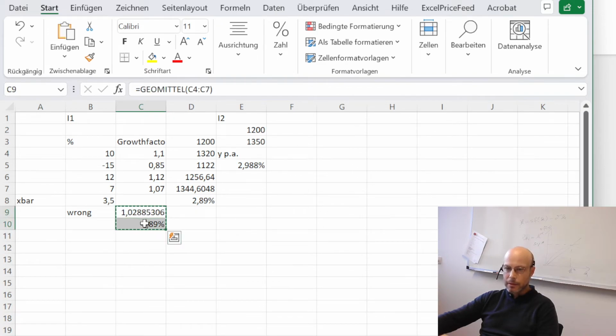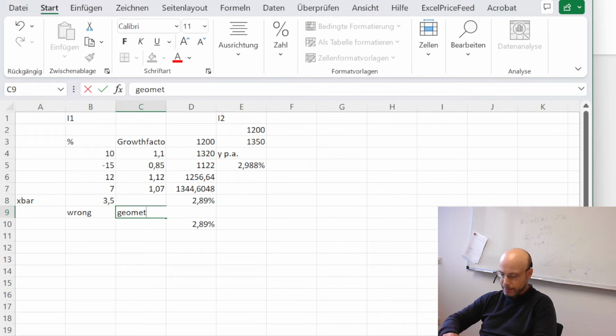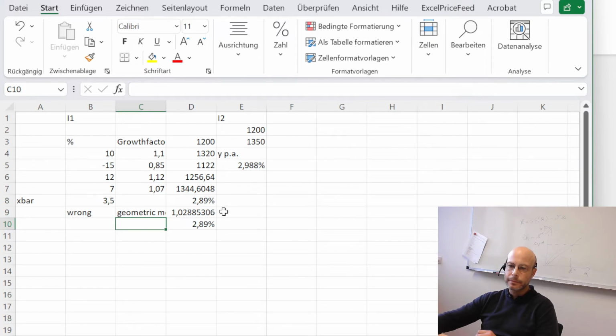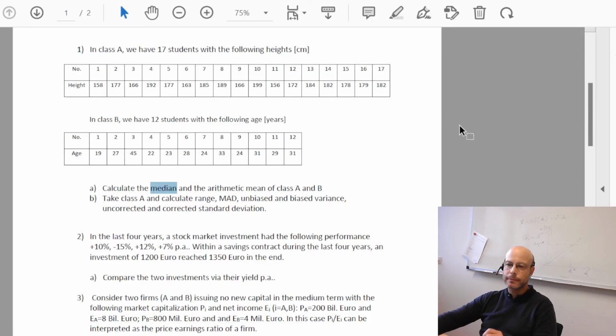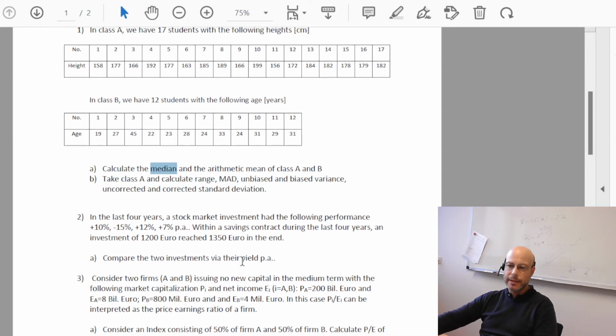And let's go down here. So this is the geometric mean of our growth factors. Subtracted by 1, we obtain the medium yield of our stock investment here. Okay, all this should be just a revision of what you have already seen.